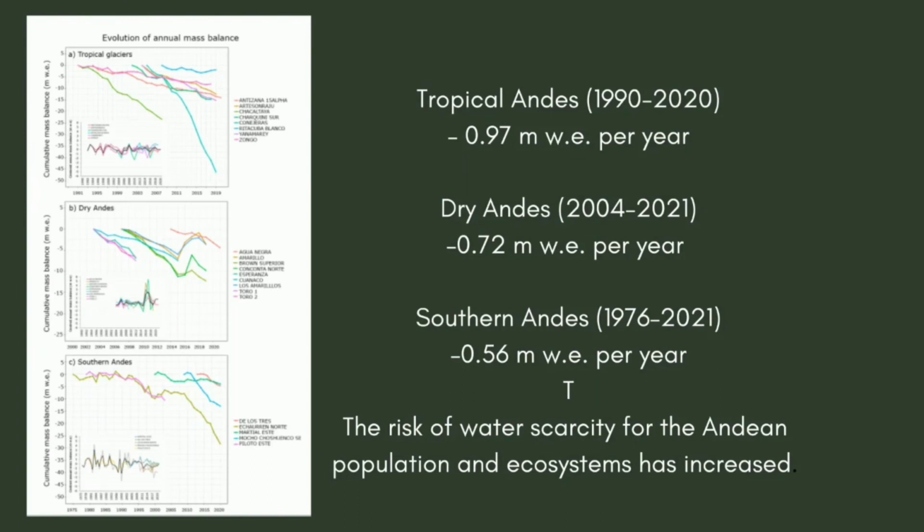In water supplies, of course, glaciers are one important source of fresh water, providing water for human consumption, agriculture, and hydropower. When glaciers melt due to climate change, this can lead to water scarcity in some regions, so the risk of water scarcity for the Andean populations and ecosystem has increased.